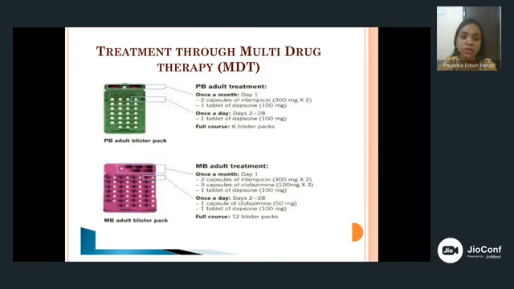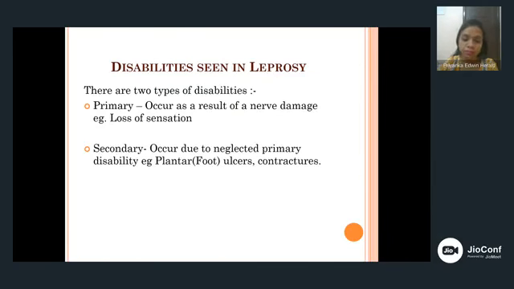You can see in the picture the green card, or the green blister pack, is of PB adult treatment, and the red or pink card is of the MB adult blister pack. In this package, there is medicine for the whole month, for 28 days. For a PB patient we give 6 blister packs in the whole year, and for an MB patient we give 12 blister packs. So PB patient is just 6 months of treatment, and MB patient is 12 months of treatment of the same drugs. Now we come to disabilities seen in leprosy.